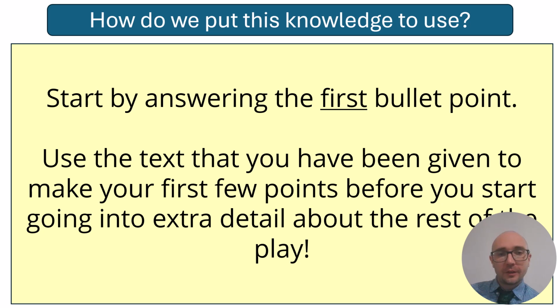Well, firstly, go in order. The first bullet point is the first bullet point. Do the text first. Read through the text first. Analyze the text first, and use the text you've been given to make your first few points before you go into any detail about the rest of the play. This will be easier for you, and it will make a clear, coherent pattern. I always feel like they put the extract first because they want you to talk about that first. I would go with that.